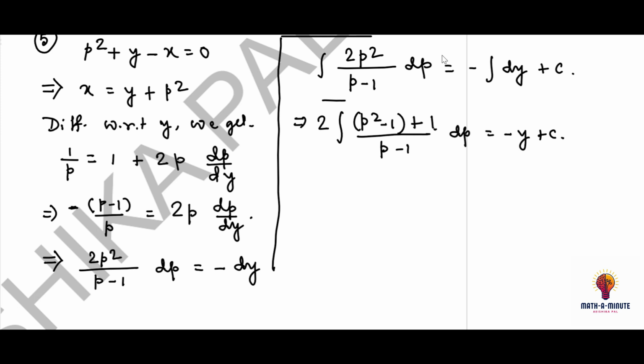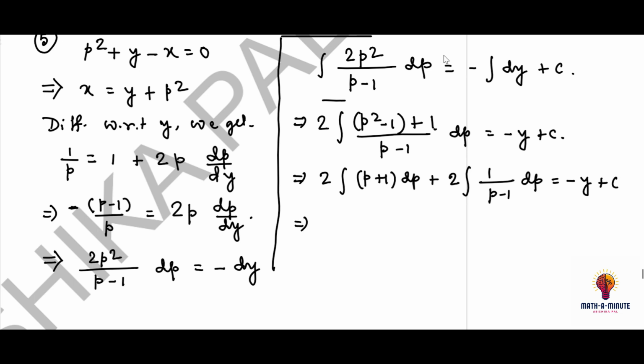Okay. So in the next step, we can write this: p square minus 1 is p plus 1 into p minus 1, so it will be cancelled out. So it will be p plus 1 dp, and the next term will be integration of 1 by p minus 1 dp equals minus y plus c. Okay. Now it's very easy to solve this. So it will be 2 into p square by 2 plus p and 2 log of p minus 1 equals c minus y.